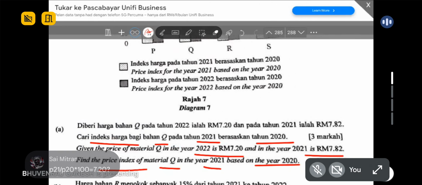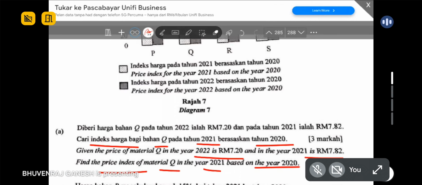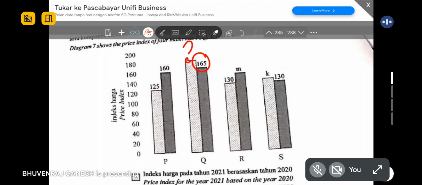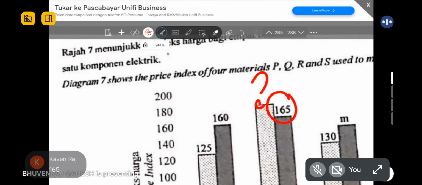Q1 over Q2? No. Is Q2 over Q1? Yes. P21 over P20 times 100 equal to 720. No, not 720. You must equal to index, guys. You don't know what is the index now. So, you guys see over here.